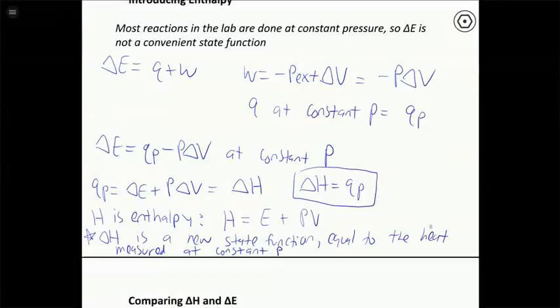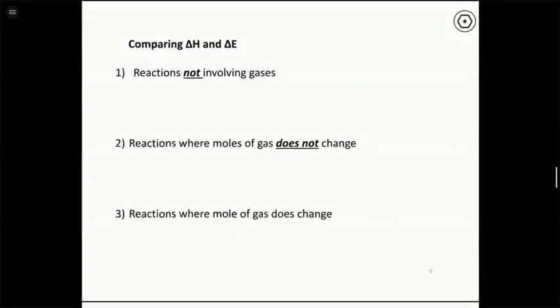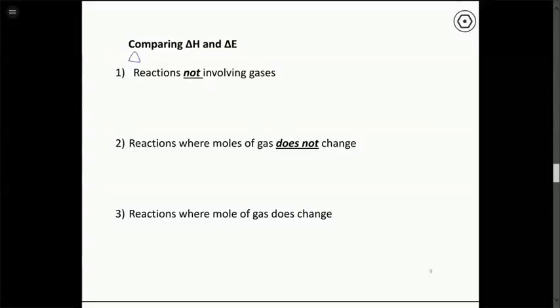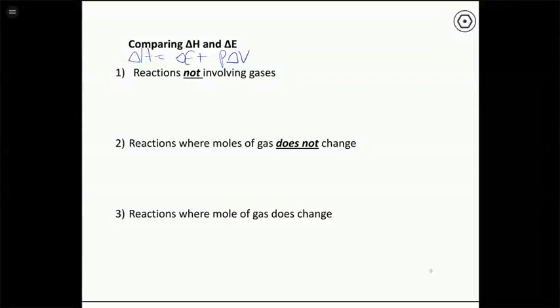Let's see how delta H and delta E compare to each other. I'm setting you up with the idea that delta H is a more convenient state function that we can measure. It's easier to get at than delta E, but is it related to delta E? Remember that the definition of delta H is delta E plus P delta V. So how do these two state functions differ from each other under different conditions? If we have a chemical reaction that doesn't involve a gas, like the aqueous reactions we talked about in the last chapter, where no gases are involved, we have very small volume changes.